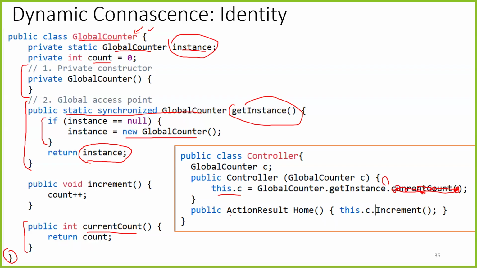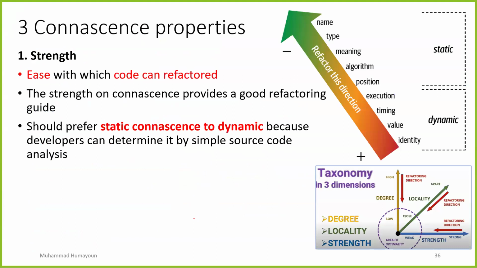All I need to do is, in the action result home, whenever someone comes to our website, I make an increment to it, calling this method. So it's a global counter. Through this kind of mechanism, you can enforce the connaissance of identity. So we covered all the connaissance. We started with name and now we just finished identity.